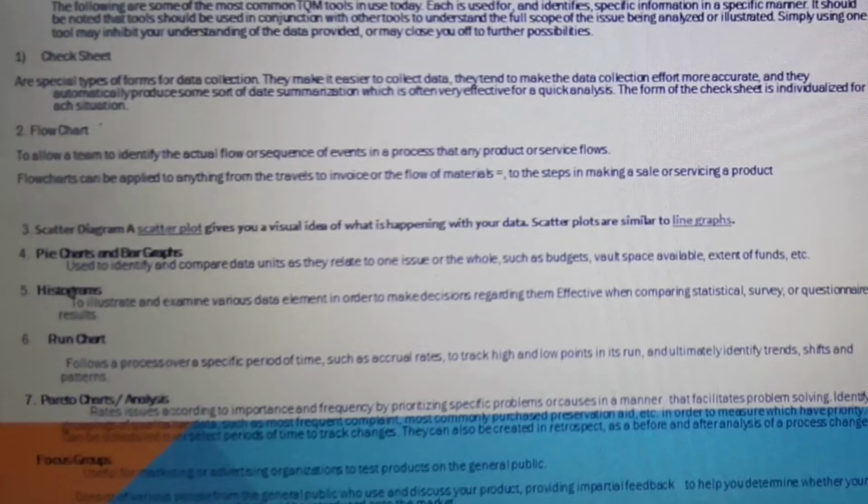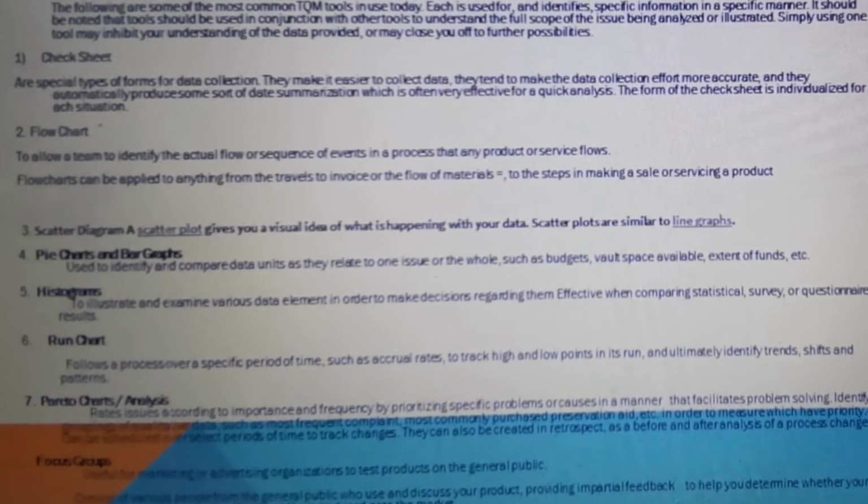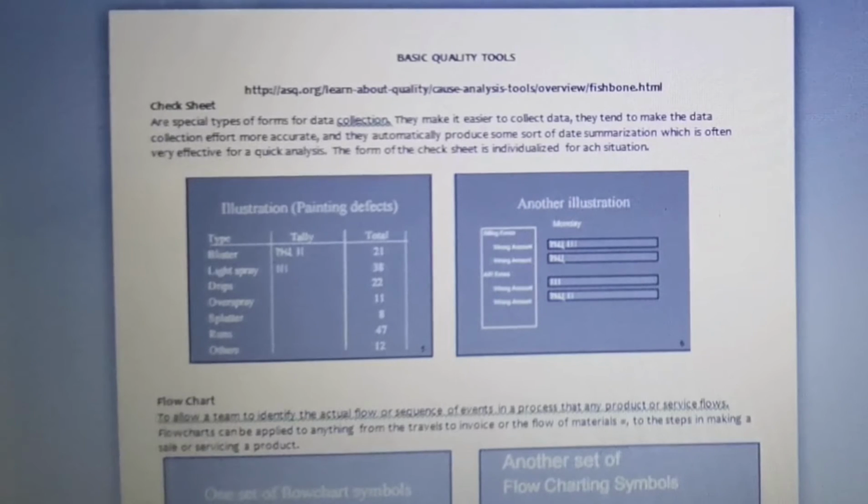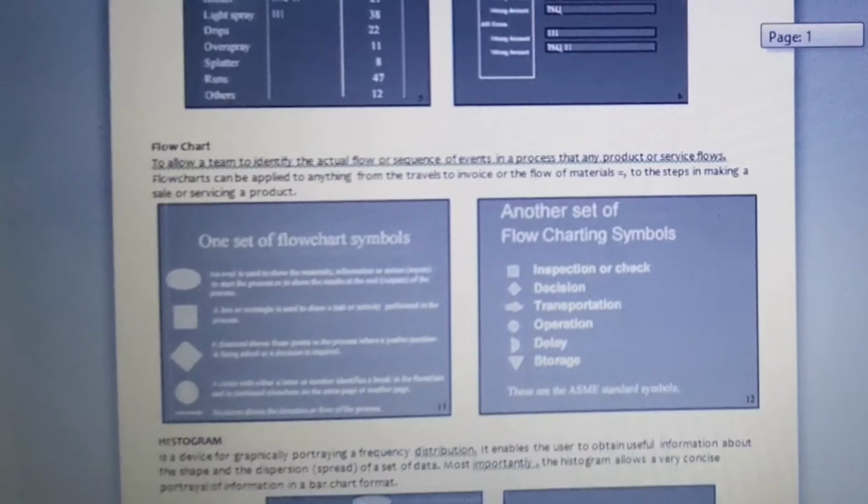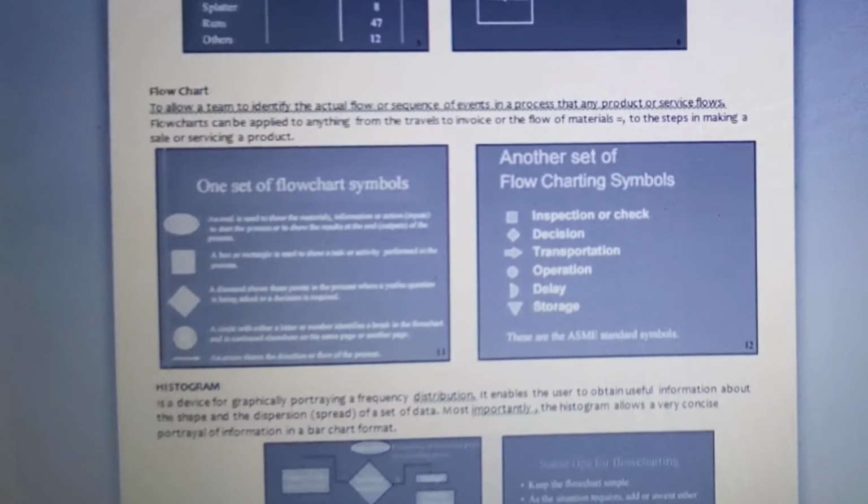So let's have the flow chart. A flowchart is very simple. This is just a flow or sequence of events in the process of any product or service. You are familiar with that already. This is an example of a flowchart. Actually, this is not really the example, but these are the symbols that you will be using if you're going to make a flowchart.